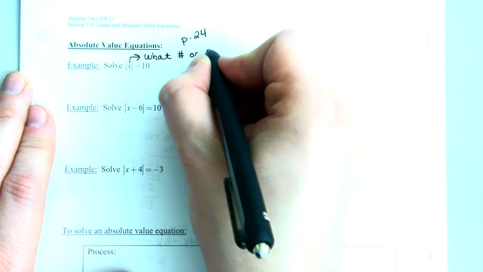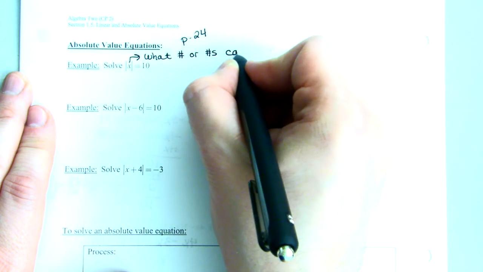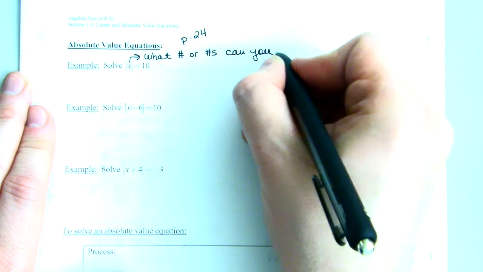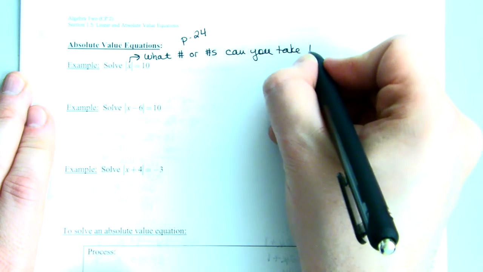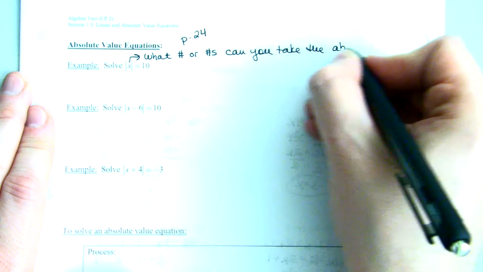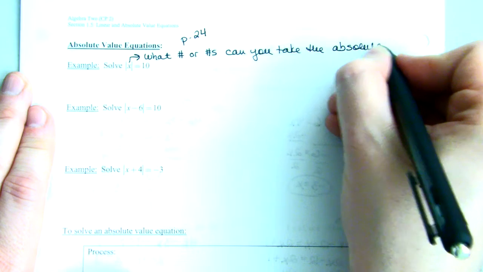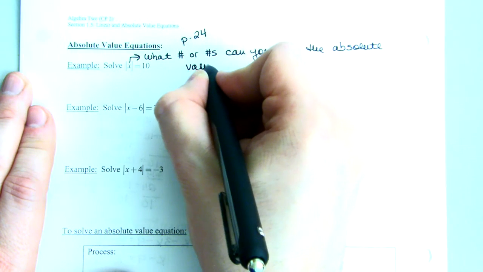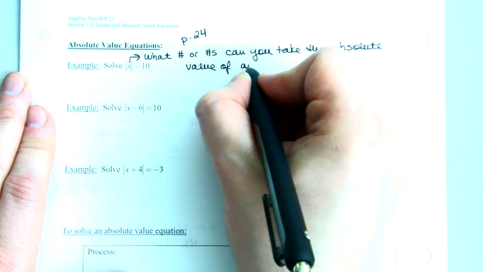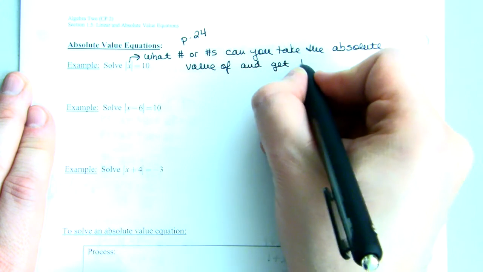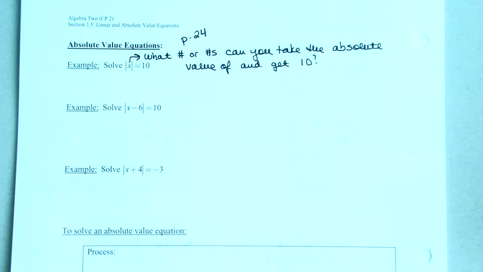You know what, let me actually write that question down. What number or numbers can you take the absolute value of and get 10? What do you think? What number or numbers can you take the absolute value of and get 10?